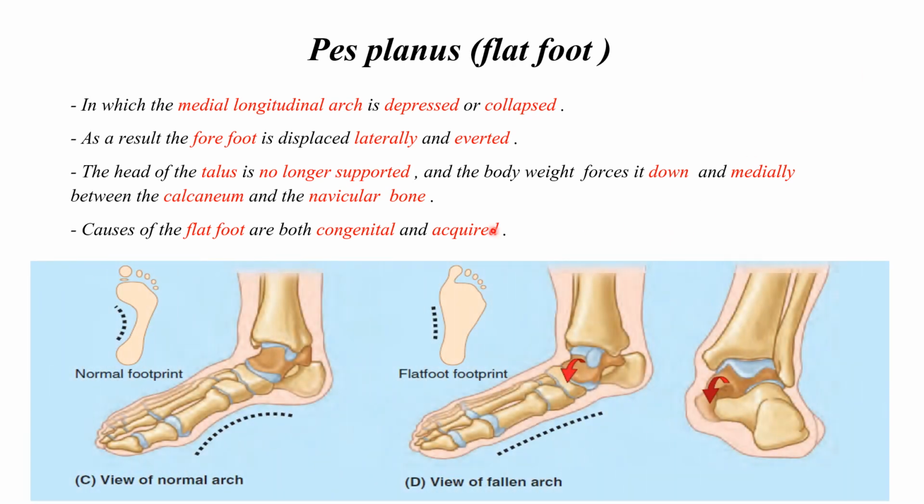In this image, this is the normal foot and this is the normal medial longitudinal arch. This is the footprint of the normal foot. This is the medial longitudinal arch here. You can see it here. This is the flat foot. Here there is collapsing of the medial longitudinal arch, and this is the footprint of the flat foot. Here the medial longitudinal arch is no longer clear in the footprint of the flat foot.